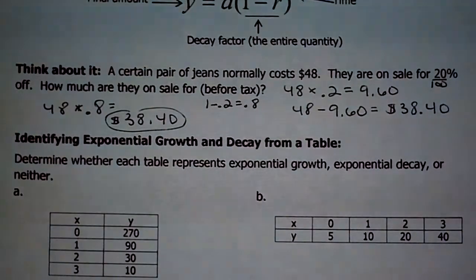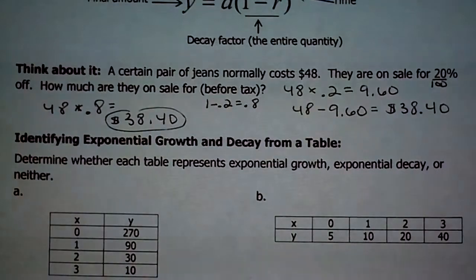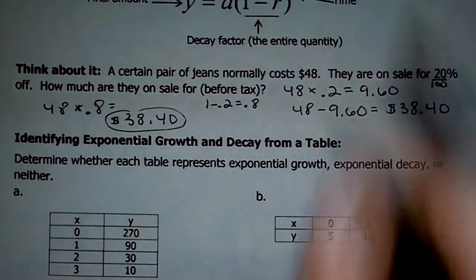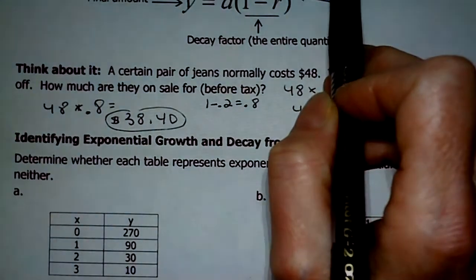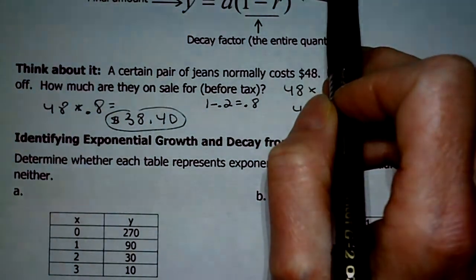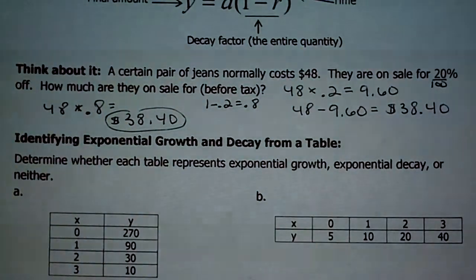Alright, so our first goal for today, of course, is tables. I want you to be able to identify exponential growth and decay from a table. So remember, if the quantity decreases by the same factor, we're dealing with decay. If it increases, we're dealing with growth. And remember, with exponential growth, b was greater than 1, right? But with decay, it's going to be greater than 0 but less than 1. So that's really what we're looking at here.